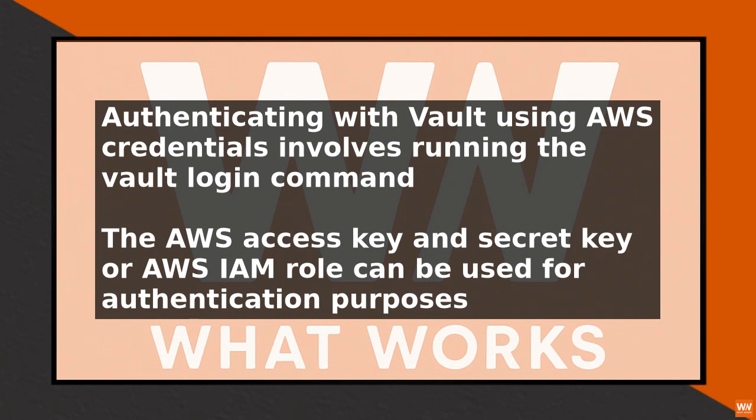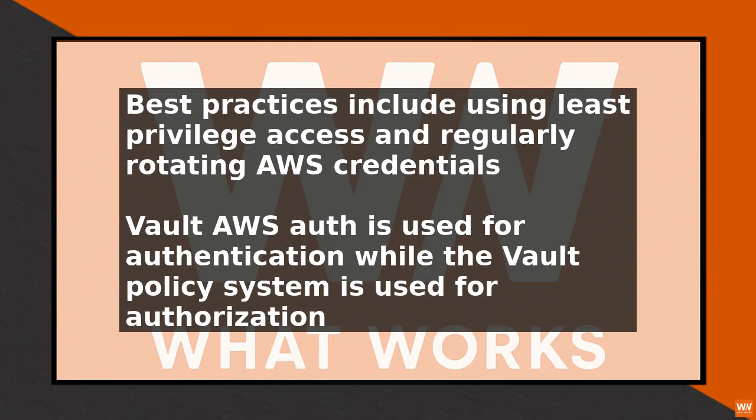manager. In terms of key concepts, you need to understand the difference between authentication and authorization. Authentication is the process of verifying the identity of an entity, while authorization is the process of determining what actions an entity can perform. Vault AWS Auth is used for authentication, while the Vault policy system is used for authorization.